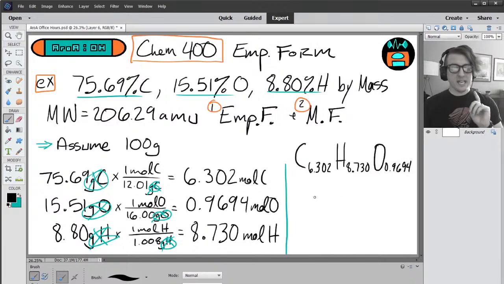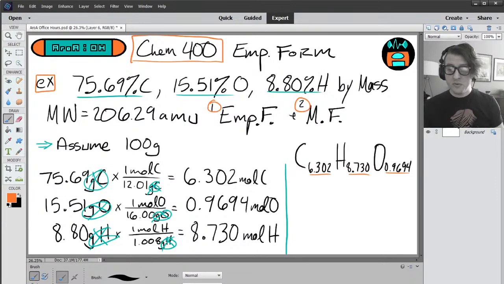Now, we know that the numbers, the subscripts in an empirical formula or molecular formula, need to be integer values. And right here, they're not. The ratios are correct, but we need to make them integers. We need to figure out what those are.